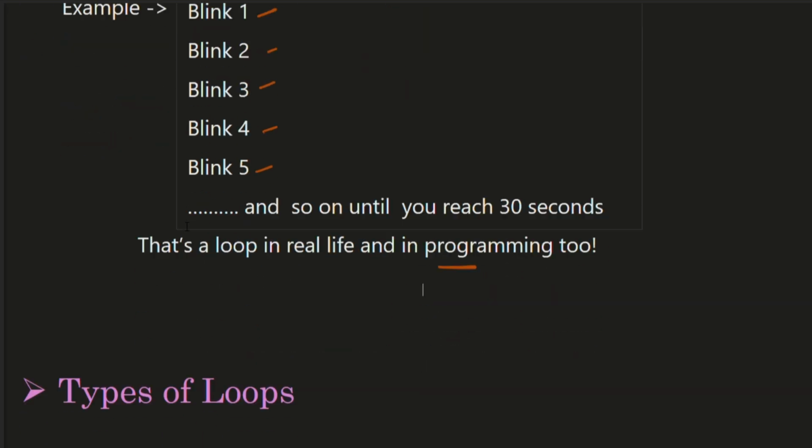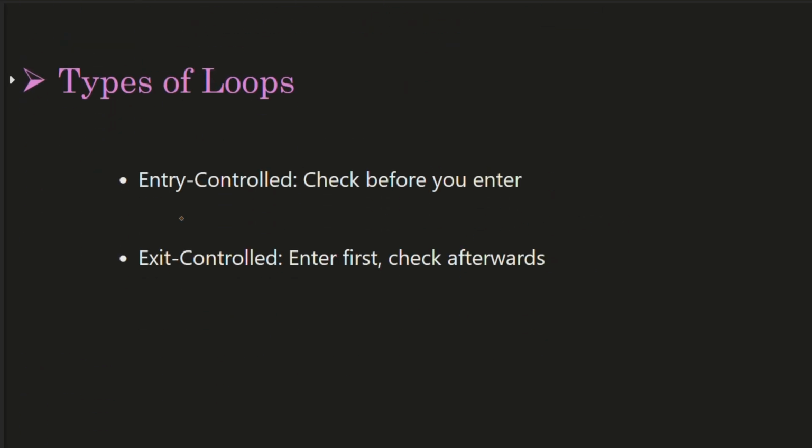Let's see the types of loops. Let's understand two major types of loops by their behavior. 1. Entry-controlled loop, like for or while. This is when the condition is checked before entering the loop. So, if the condition is false at the start, the loop doesn't run even once. Example, imagine you only eat if the fridge has food. You first check the fridge. If it's empty, you won't eat.